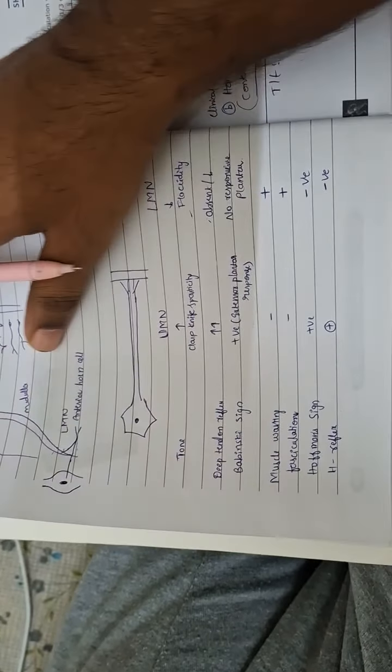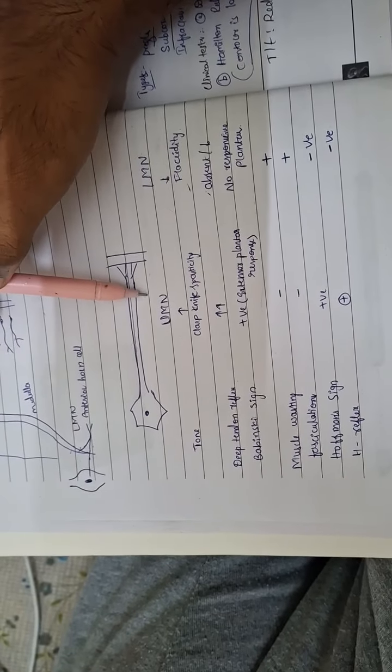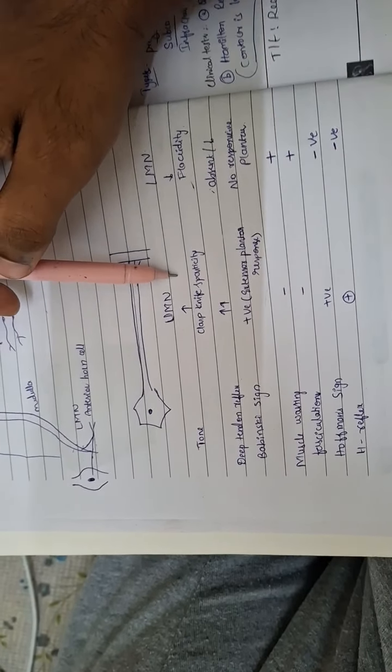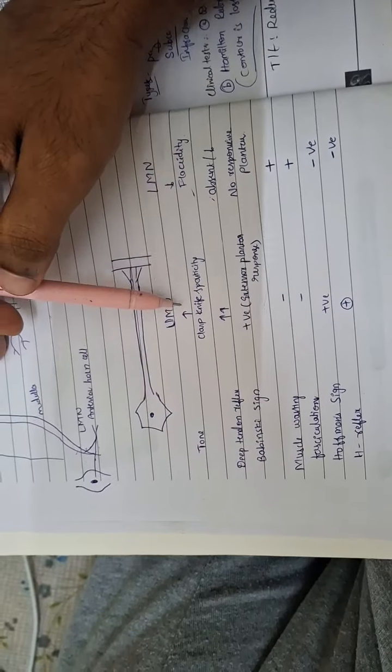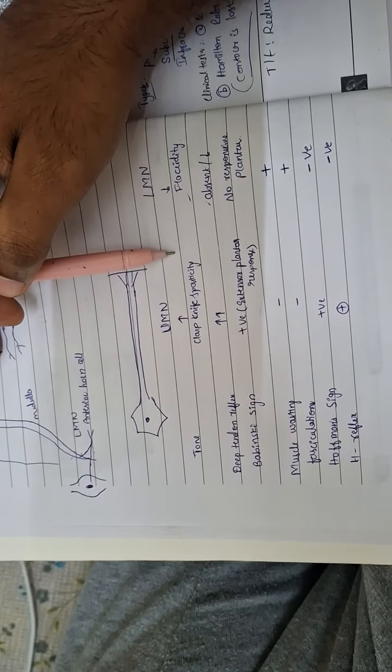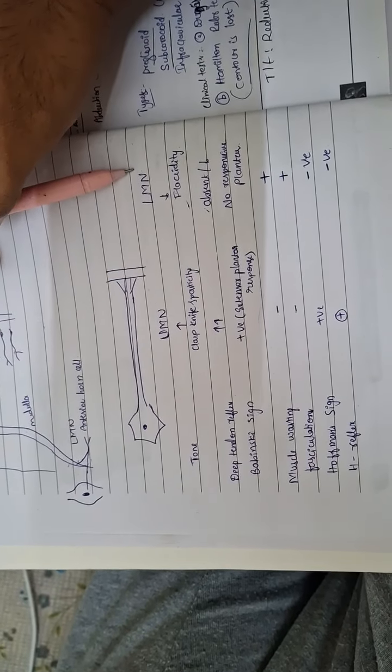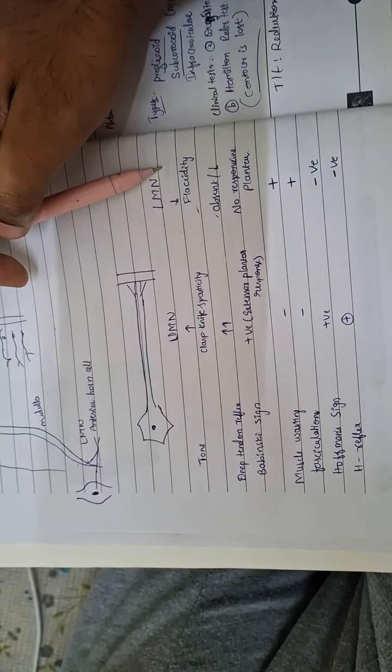Now we will see the lesions, the differences between upper motor neuron and lower motor neuron lesions. First of all, tone. In case of upper motor neuron, the tone is increased, known as clasp knife spasticity. In case of lower motor neurons, you will see flaccidity.